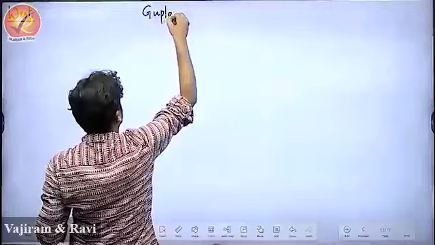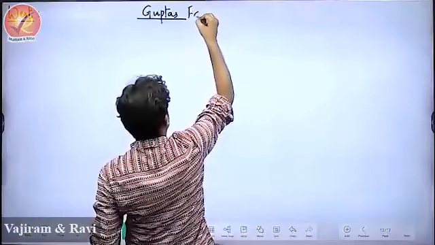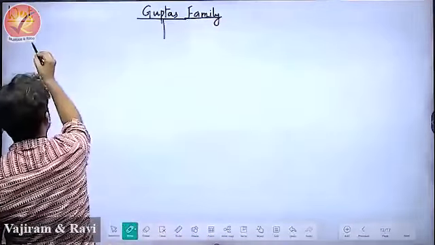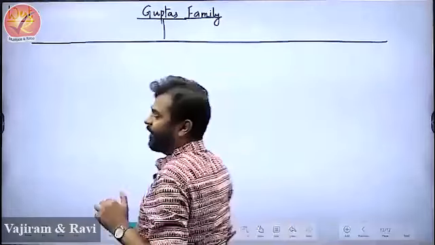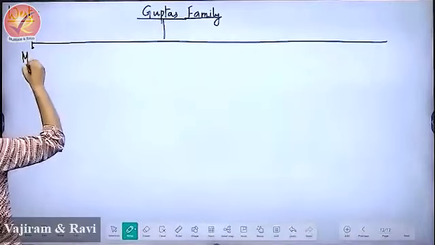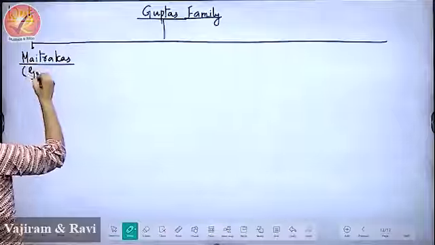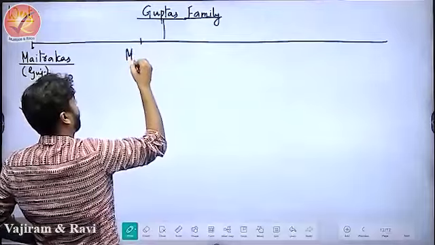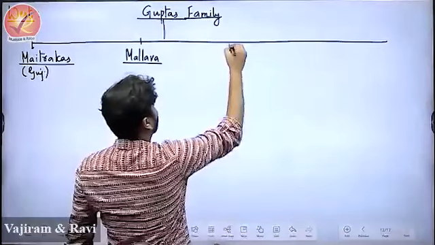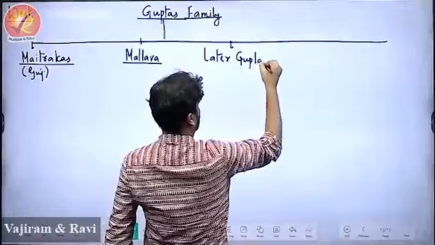Guptas. When the Guptas realized that they cannot manage such a big kingdom, they broke into 4 pieces. The family broke into 4 pieces. Maitrakas operated in Gujarat. The other wing was the Guptas of Malwa. The original Guptas that remained in Magadha were called Later Guptas. Later Guptas of Magadha.